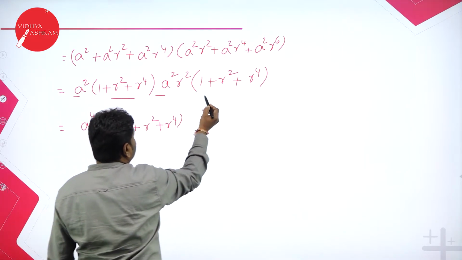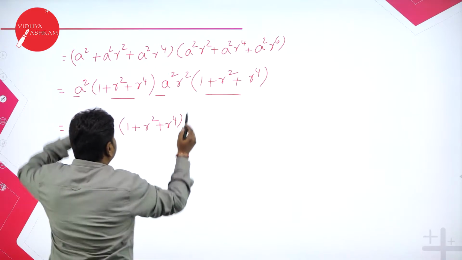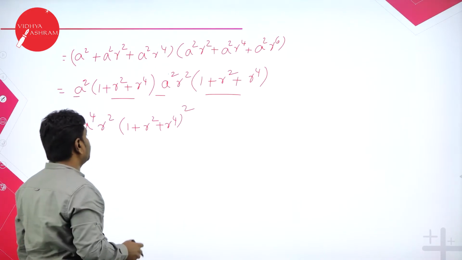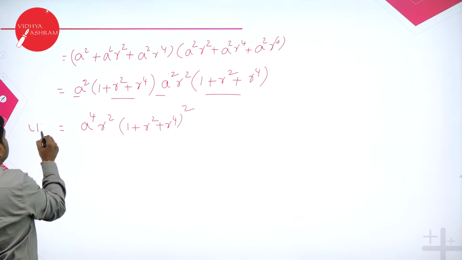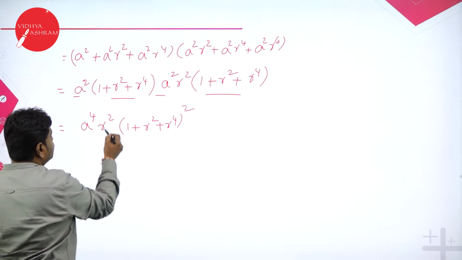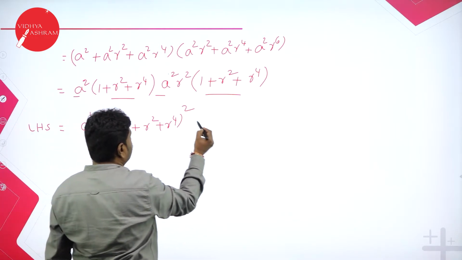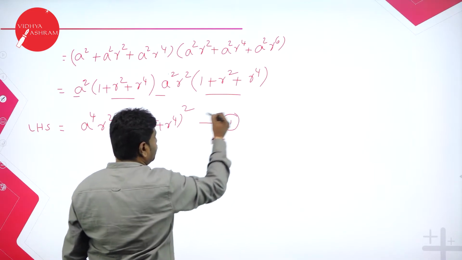See, 1 plus r square plus r power 4, these two are similar. So the whole square I can write. So now you got the LHS value. What is the LHS? You got a power 4 r square (1 plus r square plus r power 4) the whole square. Call it equation 1.